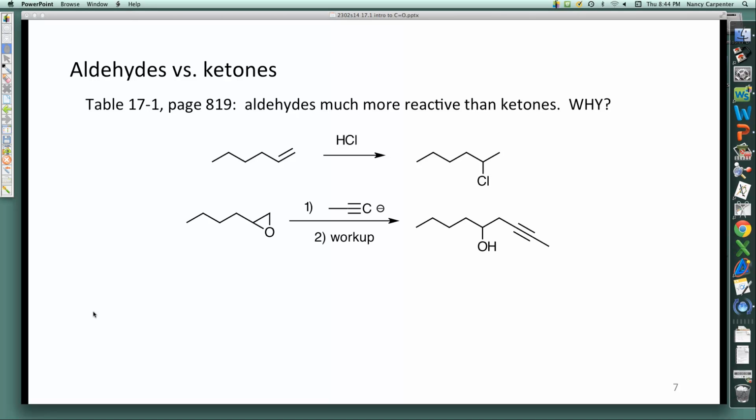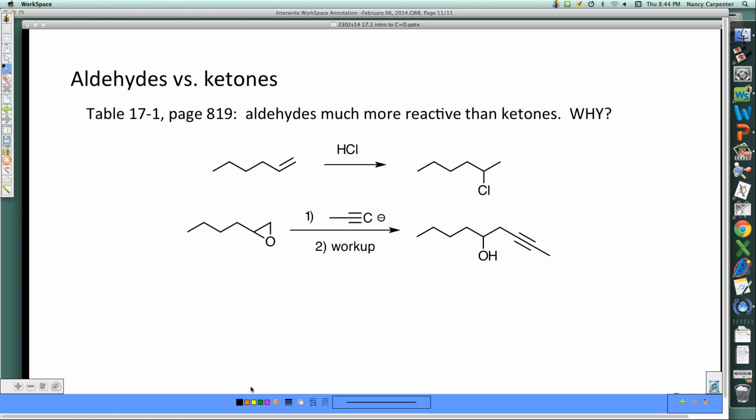Okay, now what about this example? Why is it that under basic conditions we would see that the acetylide reacts specifically at the less substituted carbon to give you this product? Well, that was an example of sterics. Because there's no positive charge buildup from protonation on the oxygen, of course this nucleophile is going to take the path of least resistance. This carbon is more accessible. It's less sterically hindered. So we use sterics to explain this outcome. We used electronics to explain this outcome.